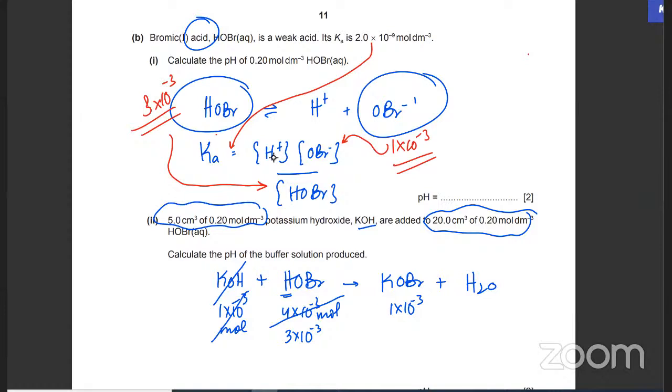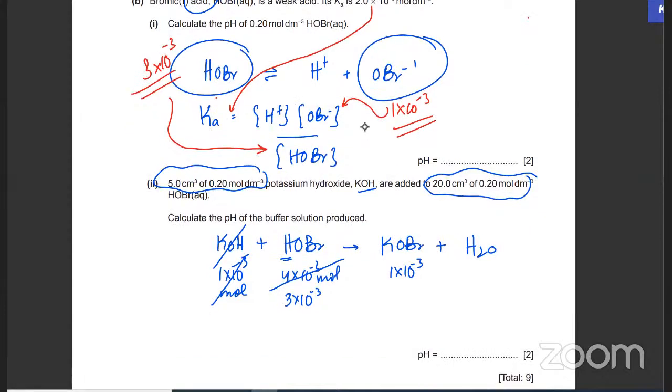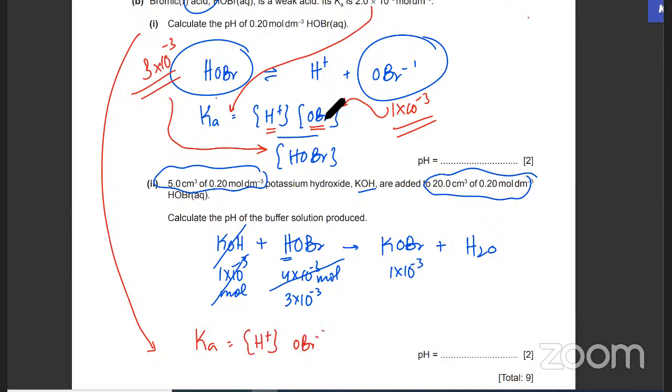Remember, I told you that there were going to be 2 questions, and I told you the expression would be the same. But this formula is going to be used in 2 ways. One is a buffer. In a buffer, the concentration of H plus 1 and OBr minus 1 is not going to be the same, because you're adding extra of this ion from the salt. But if you just have a weak acid, like in part 1, it's the same expression: K is equal to H plus 1 into OBr minus 1 divided by HOBr.